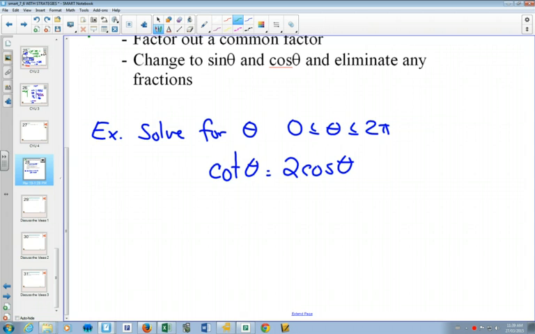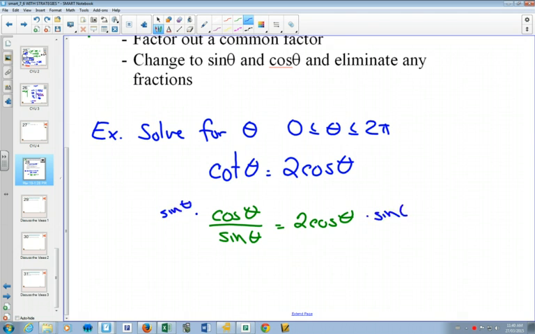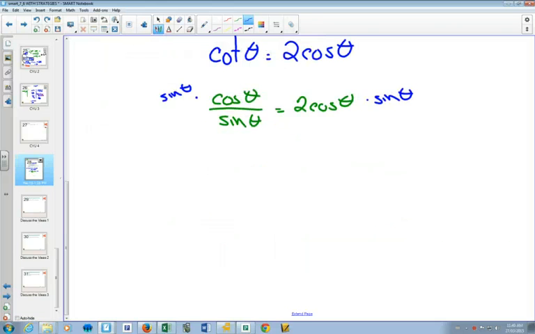What you can do is change cotangent. Once I look at all those other strategies, I say, I'm going to change everything to sine and cos. So then I would have cos theta over sine theta equals 2 cos theta. And to make my equation easier to solve, I'm going to look at ways that I can have no fractions. How would I get rid of a fraction? Multiply both sides by sine theta. So my equation becomes cos theta, because the sine thetas simplify, equals 2 cos theta sine theta.